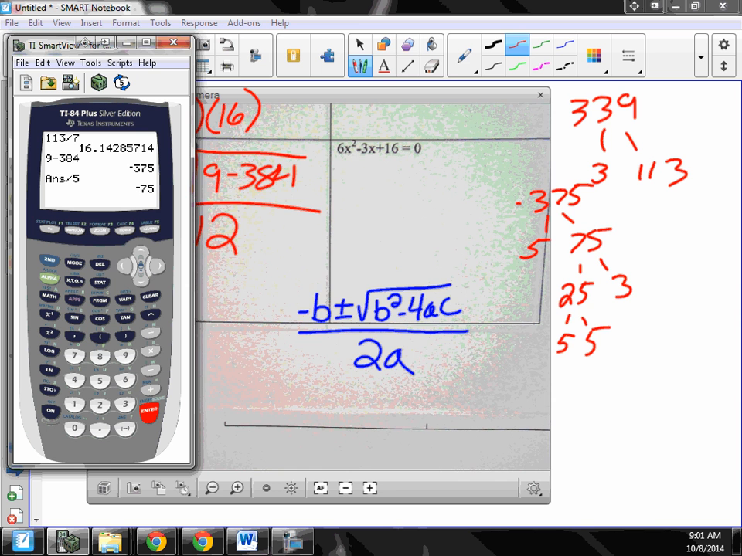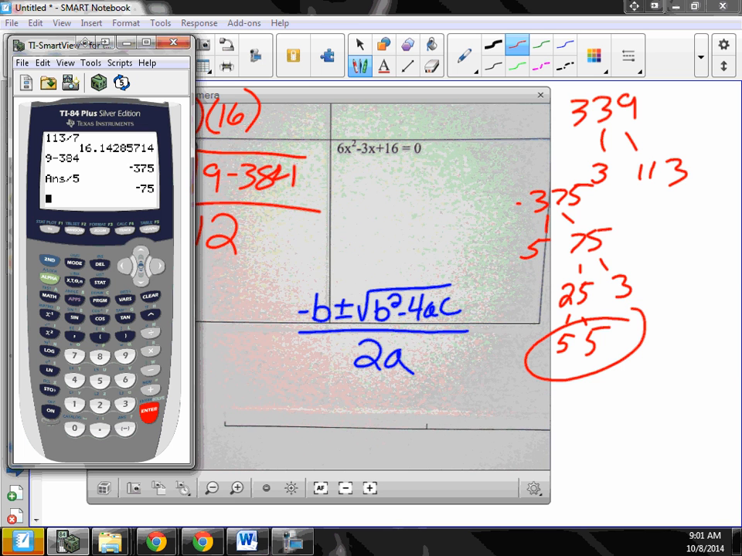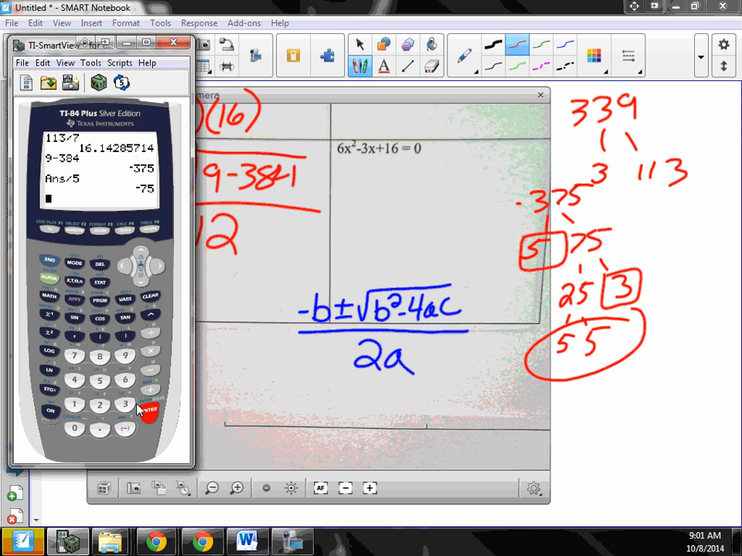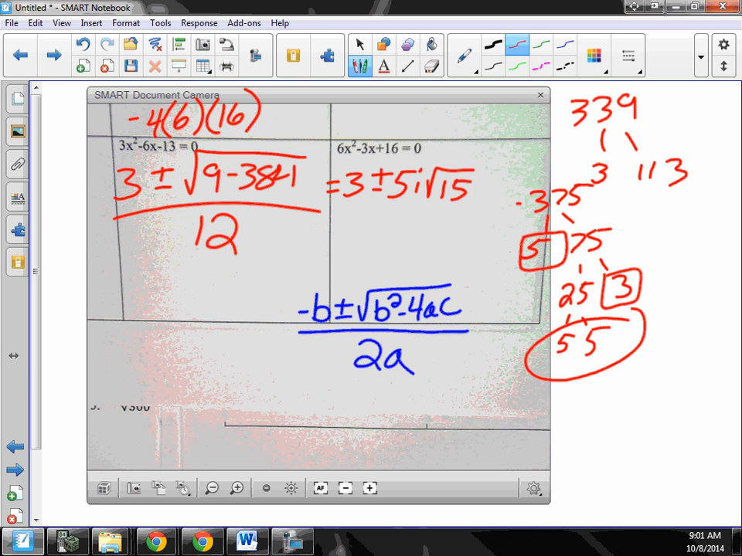5, and 5. Can I pull anything out? What's left on the inside? A 3 and a 5. This 3 and this 5. So that simplifies to be 3 plus or minus 5i square root 15 over 12. Are there any common factors? Now you might look at it and say 3, 12, and 15 all share 3. But that's not really a 15. It's the square root of 15, which is like 3.8, which is not divisible by 3. So that would be as far as this one goes.